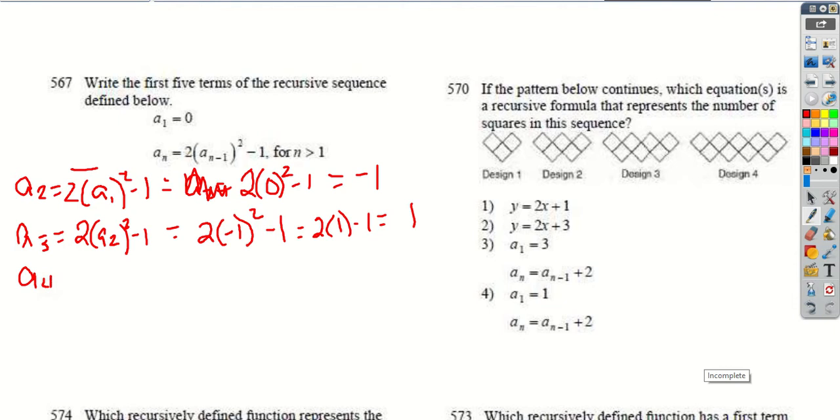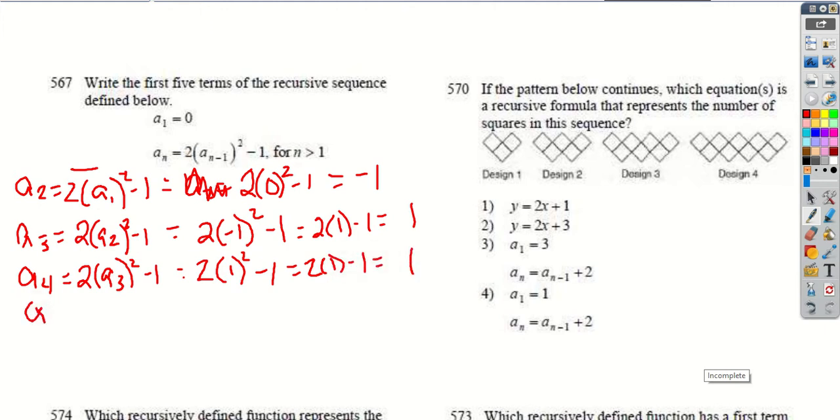A sub 4 is really 2 times A sub 3, okay, squared minus 1. So that's 2 times 1 squared minus 1, okay? So 2 times 1 squared is 1, okay? 2 times 1 minus 1. And this is equal to 1 again.